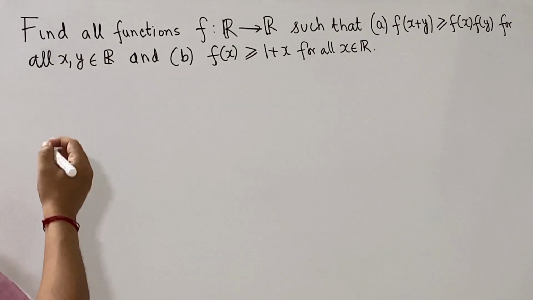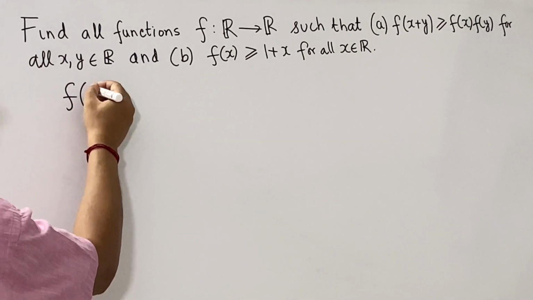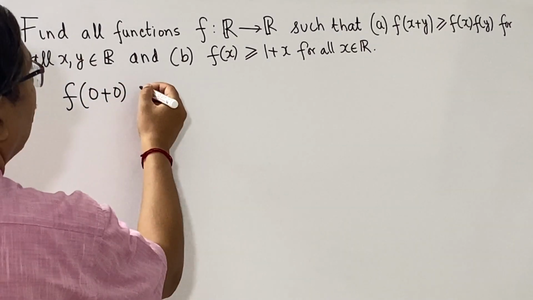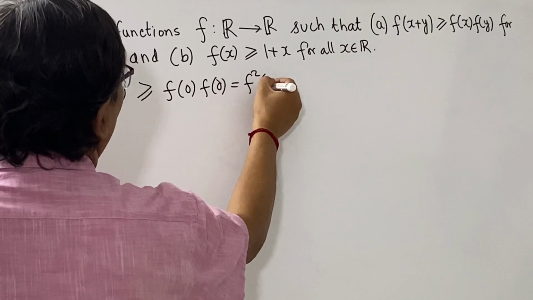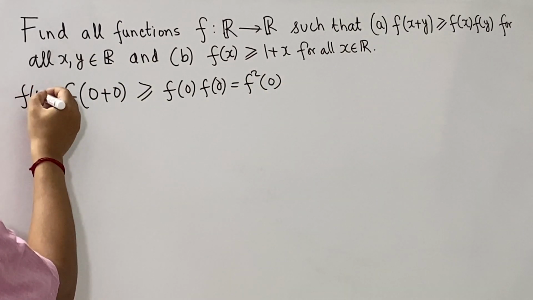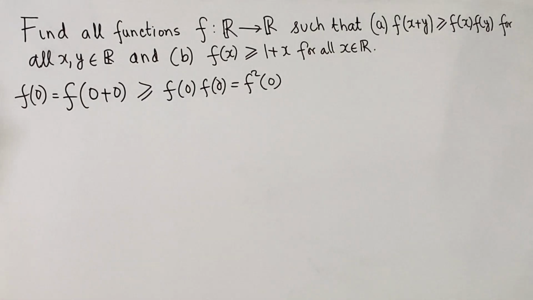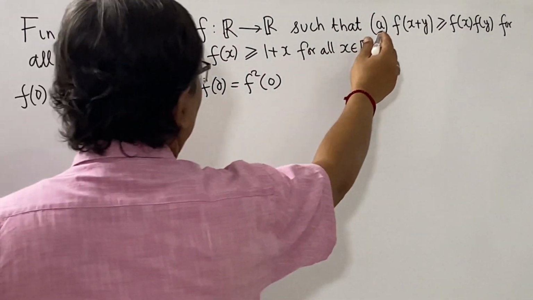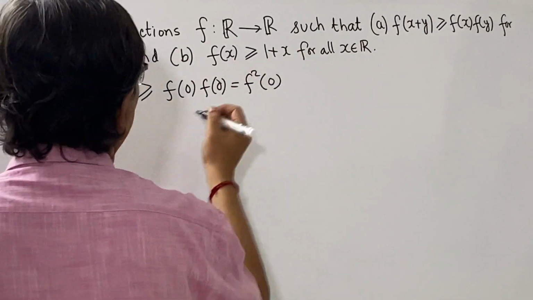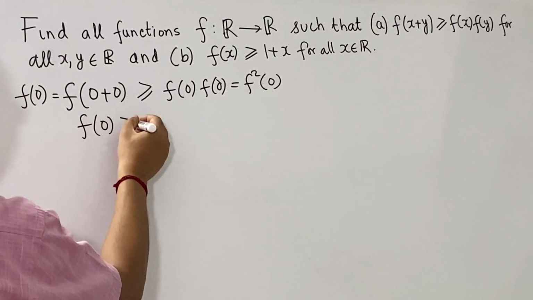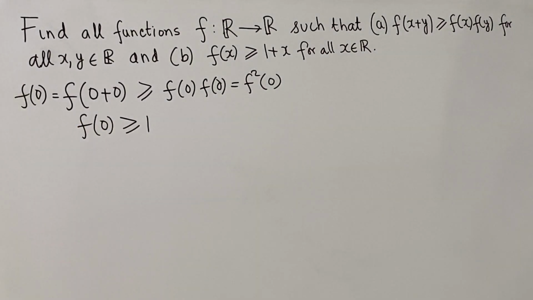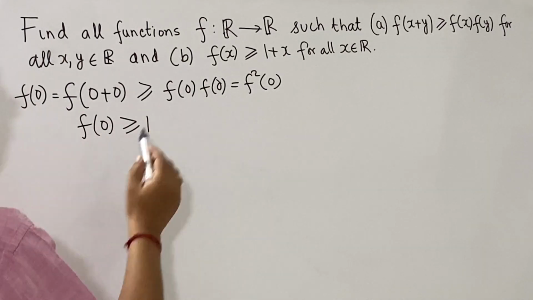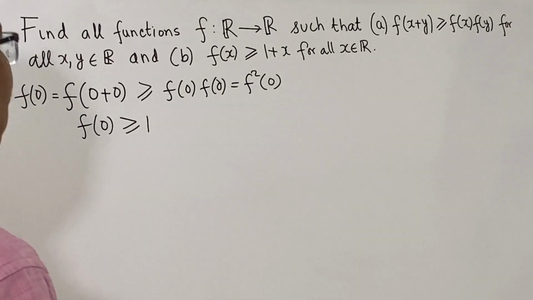So first we observe that f of 0 plus 0 is greater than or equal to f(0) into f(0), which is f square 0. So f of 0 is greater than or equal to f square 0, that is from part A, and from part B we see that f(0) is greater than or equal to 1. Now the only real number which is greater than or equal to 1 and which satisfies this condition is 1 itself. So let's prove that.